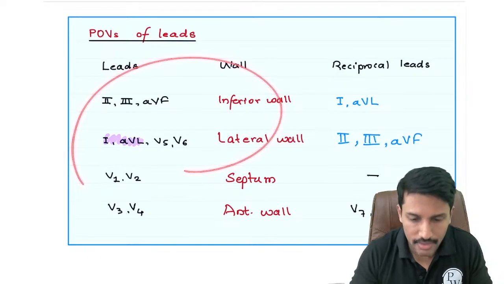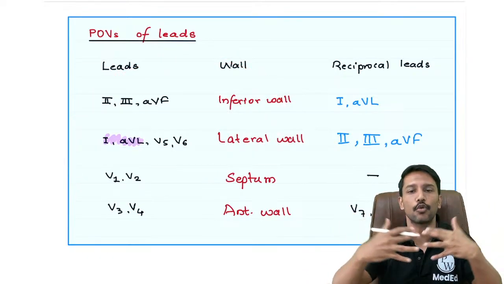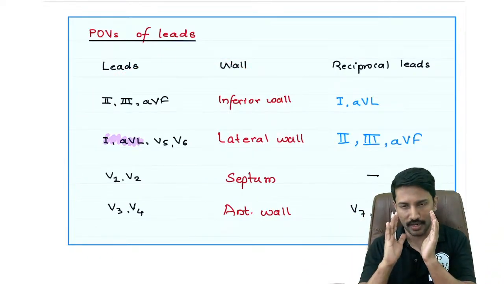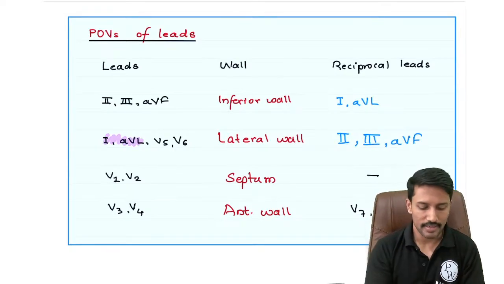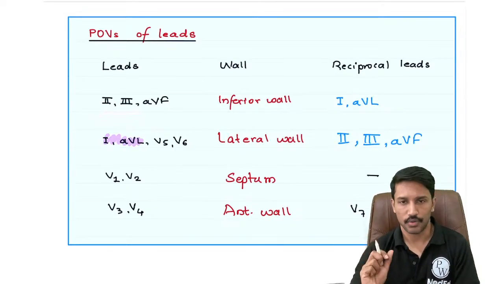Okay. So now, having understood that leads have points of view, each lead is looking at the heart in one direction, right? And that direction will tell me which wall of the heart it is looking at.